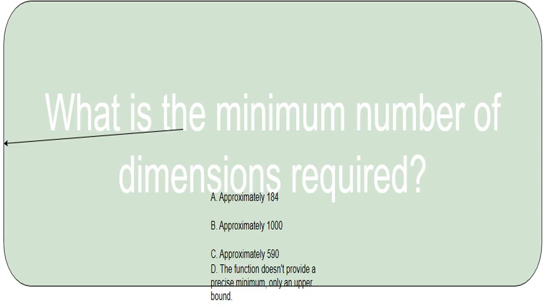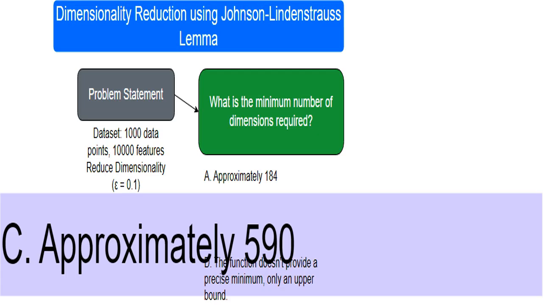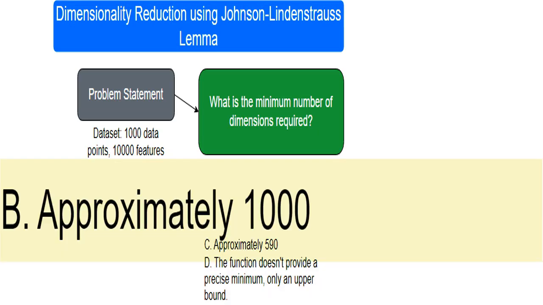This answer suggests that I only need around 184 dimensions. That seems too low given the initial 10,000. This option proposes about 590 dimensions. While better than 184, it is still quite small compared to what my calculations suggest. This is the correct answer.